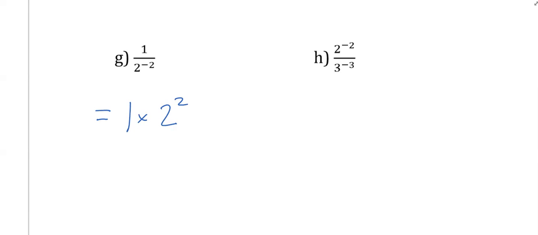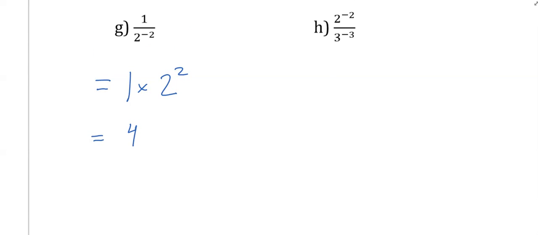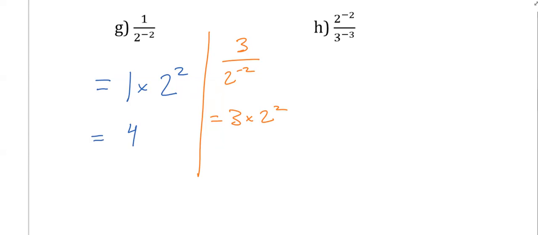So if this was 1 over 2 all to the negative 2, the 1 would flip to the bottom. But this exponent's not on the 1, so it doesn't flip to the bottom. It stays on top. Does that make some sense? And what is 2 squared? 4. So 1 times 4 is 4. I don't know if you want to write this down, but just watch what I mean. If this was 3 over 2 to the negative 2, the 3 would stay on top. See how it's a little bit different compared to the last one where the fraction was all in brackets?